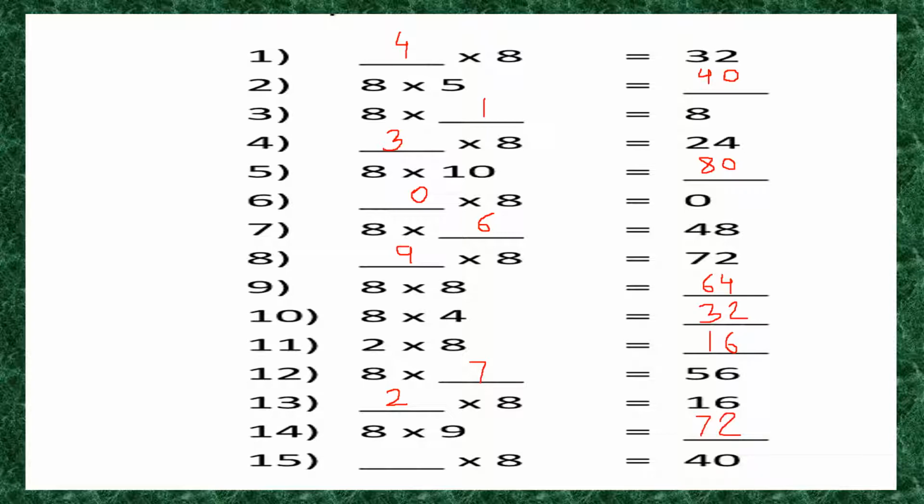Now 15th question, children, dash multiplied by 8 will give you 40. When you multiply 8 with 5 you will get 40. So you will write 5 into 8 is equal to 40. So this is how you have to do it.